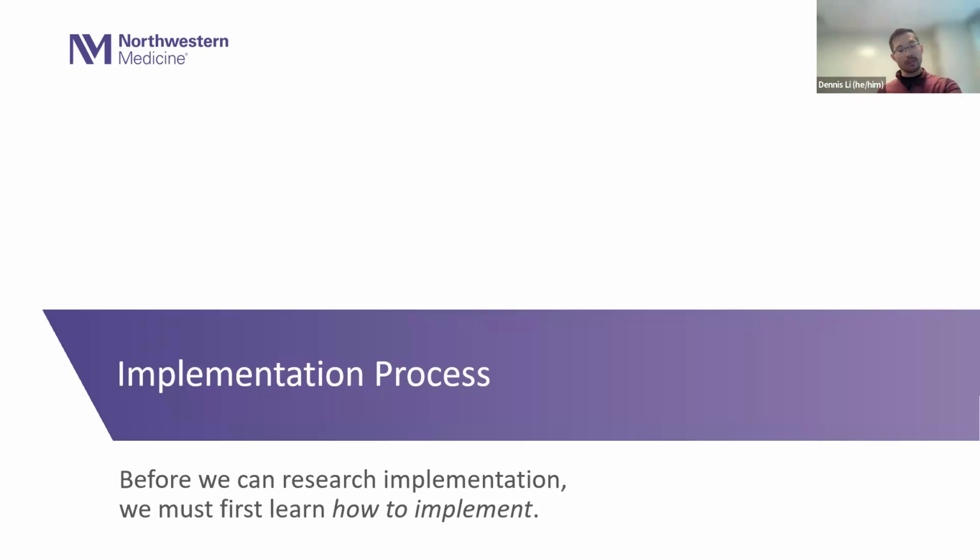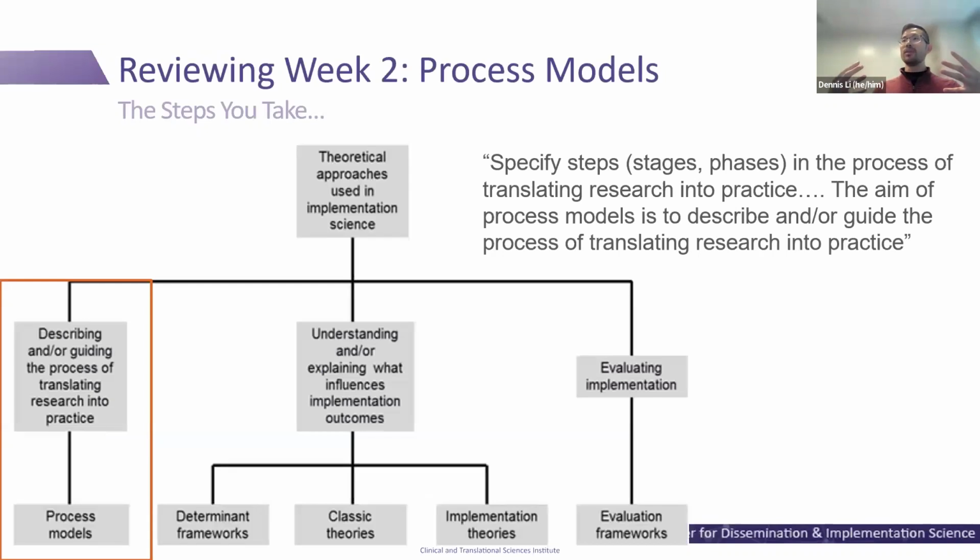But before we can talk about researching implementation, we really need to talk about how to implement. You have to walk before you can run. So I'm going to quickly go through the implementation process. And luckily, we're going to review week 2 because we have these theories, models, and frameworks, a whole category of them that tells us how to implement: this category of process models that specify the steps, stages, and phases in the process of translating research into practice. They describe and guide the process of translating research into practice. So essentially, these are the how-tos of what we need to do. And we can use these models to guide us in a stepwise fashion.